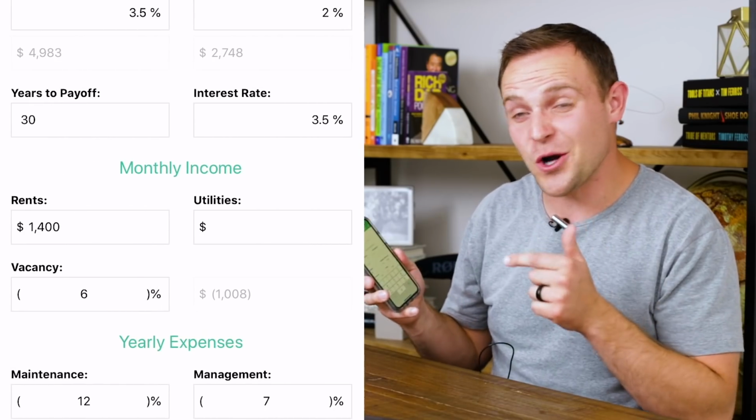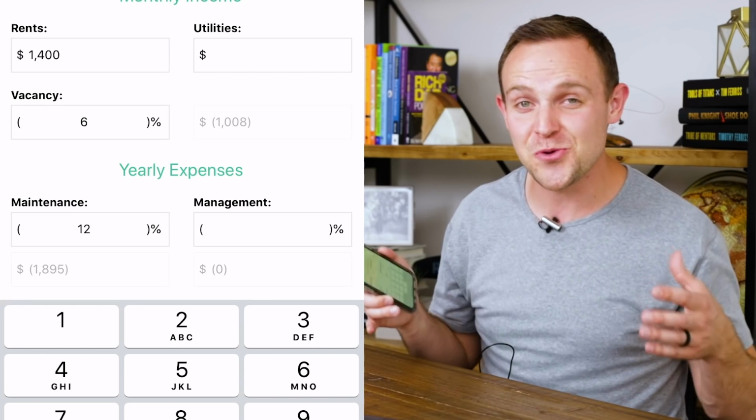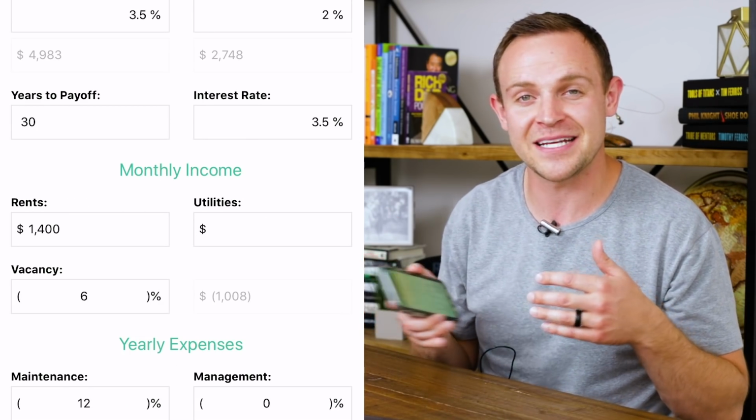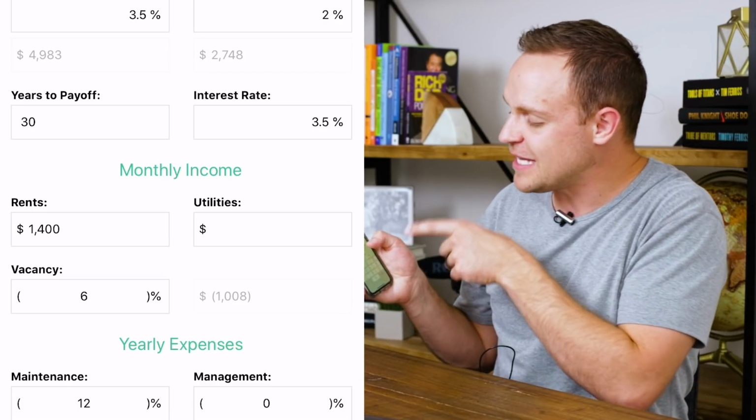Now, the first thing you're going to do is delete your management fee, because if you're living in the property, there's no reason you can't manage it for 1 year and then transition over to a management company. It's going to be a great learning experience for you. I promise you can figure it out. So delete the management fee.